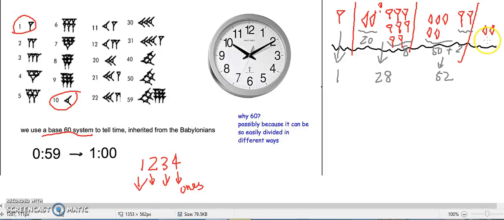And the last place has 2 sideways wedges, and that's 20. Okay, so we have these 4 places. Unlike the modern number system, where we don't have to put any comma between them because each place can only have 1 single symbol, with base 60 we have to use a comma to separate them, or leave a big space, so we can tell which one is the first place, second place, third place, and fourth place.